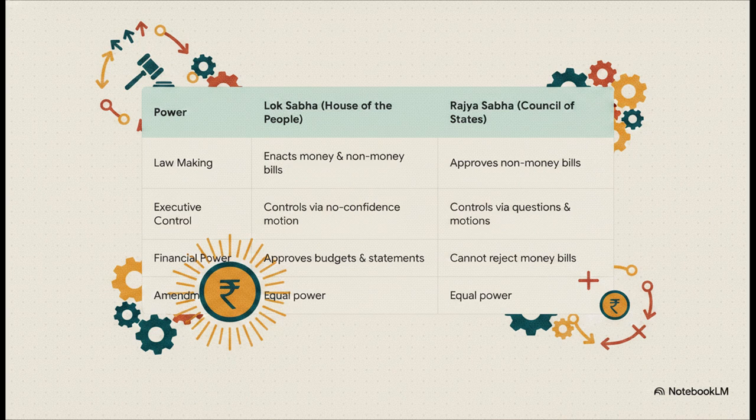So what does this mean in the real world? It means any big promise a government makes, building new highways, funding hospitals, anything, it all lives or dies based on the Lok Sabha's approval. That's not just power on paper, that's the real deal.